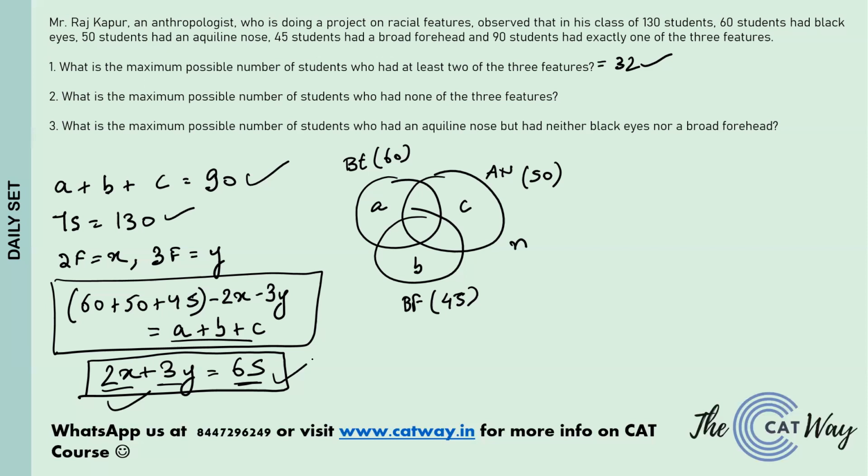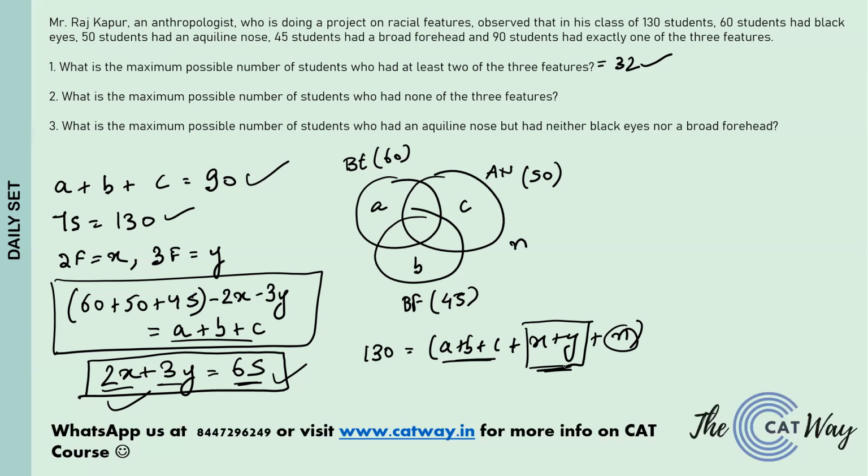Now, the total of 130, how do we get it? We get it by A plus B plus C plus x plus y plus n. Now we know A plus B plus C is fixed to be 90, and we have to maximize the value of n. So what will we do? To get the maximum value of n, we'll try to minimize the value of x plus y.